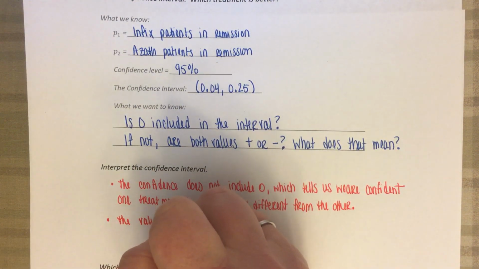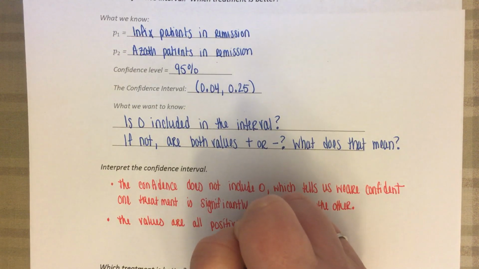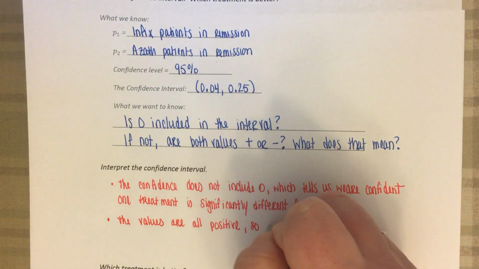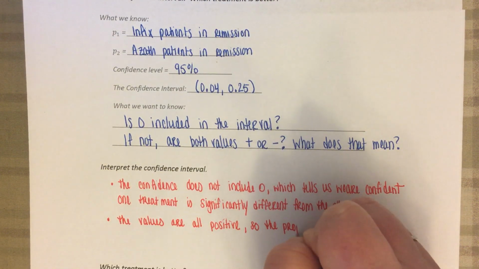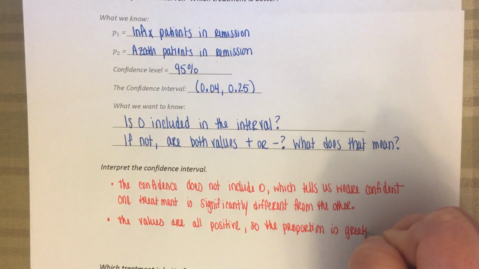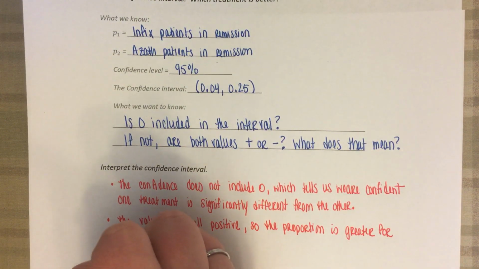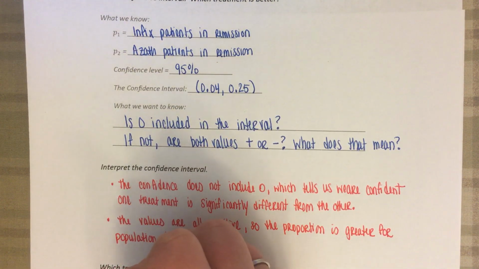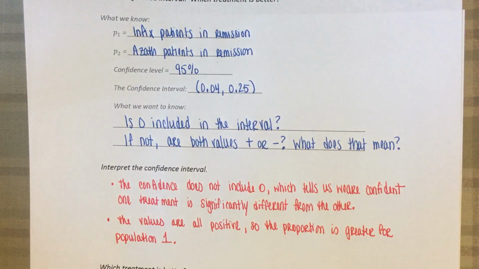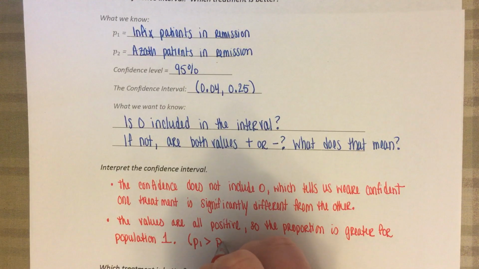So we're going to say the values are all positive. So the proportion is greater for population 1. Right? So if all of our values are positive, the proportion is greater for population 1. If all of our values are negative, the proportion is going to be less. But in this case, it is greater. Right? So P1 is greater than P2.